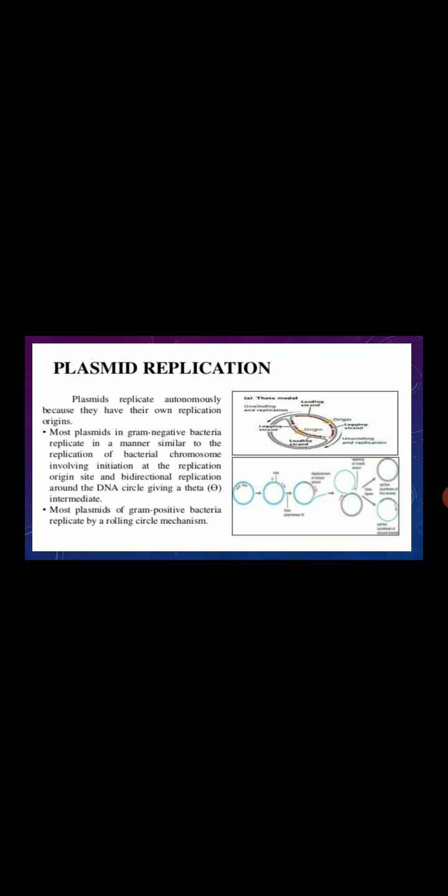Plasmids replicate autonomously because they have their own replication origins. Most plasmids in gram-negative bacteria replicate in a manner similar to the replication of the bacterial chromosome, involving initiation at the replication origin site and bidirectional replication around the DNA circle, giving a theta intermediate. You can see in the diagram the theta model shown in the slide. Most plasmids of gram-positive bacteria replicate by a rolling circle mechanism, given in the slide also.